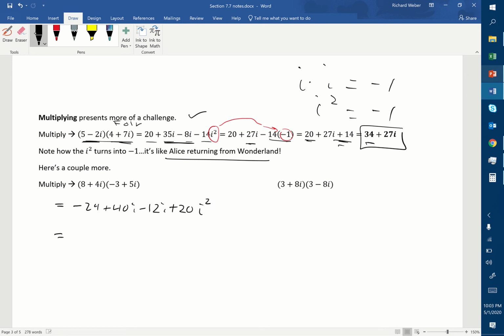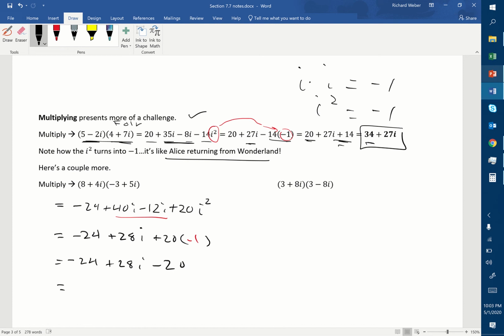Two more steps. -24. Let's combine the imaginary pieces to get what? 40 minus 12 is 28i. And then what am I going to do here? Plus 20 times what? -1. Back to reality. So we have -24 plus 28i minus 20.